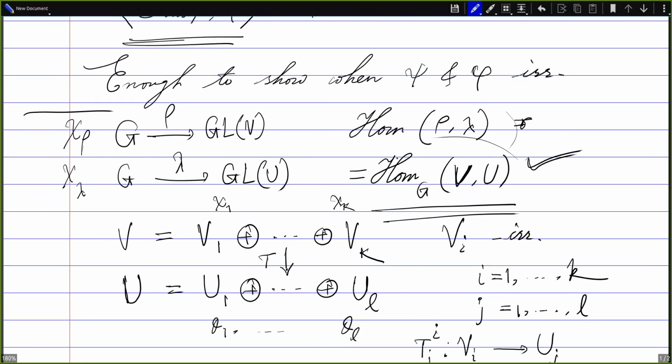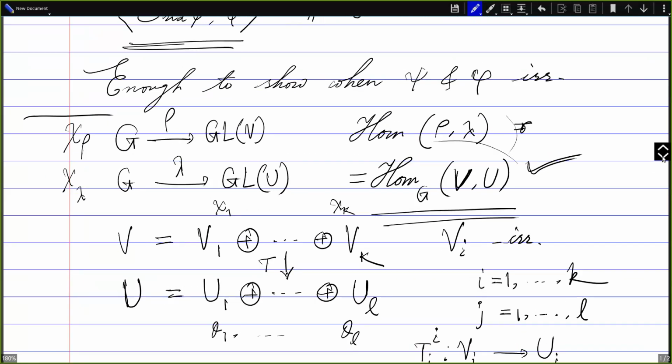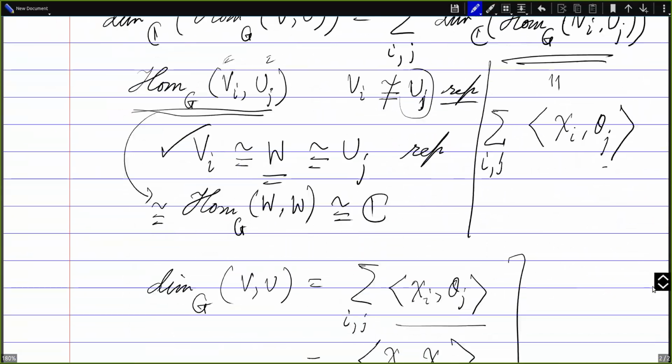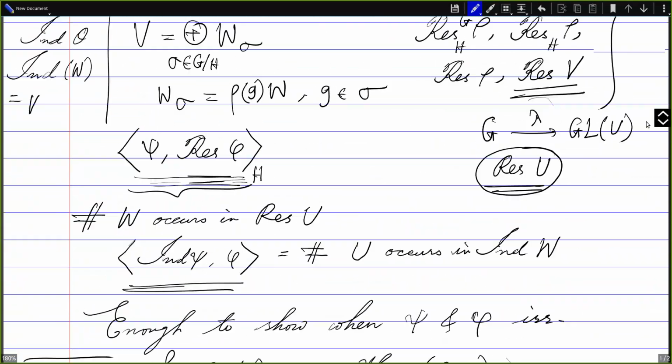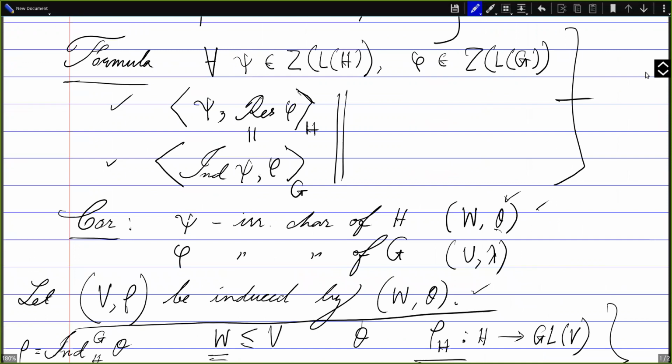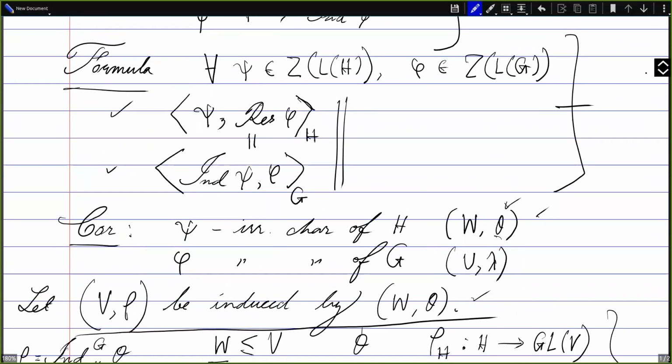So in generality, what we have seen is that, suppose I have two representations, then the dimension of the space of all G-invariant linear maps, or homomorphisms, from the representation rho to the representation W is nothing but the value of the inner product of their characters. This is a very general observation, nothing to do with the induced representation. So we use this observation here to finish off the proof of the Frobenius reciprocity formula.